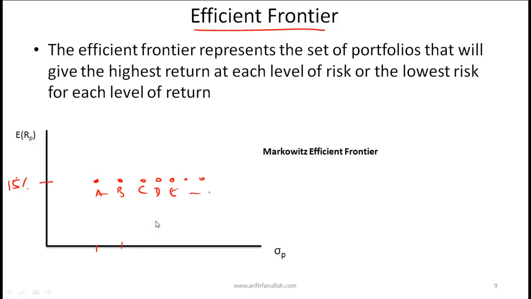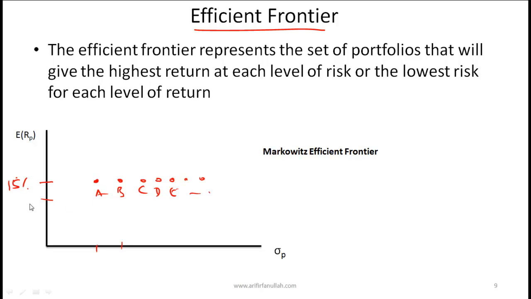Now, which portfolio do you think you will like the most, or which is the most efficient? The portfolio that is the most efficient here is portfolio A, because at an expected return of 15%, portfolio A has the lowest level of risk. So this then is your preferred portfolio.